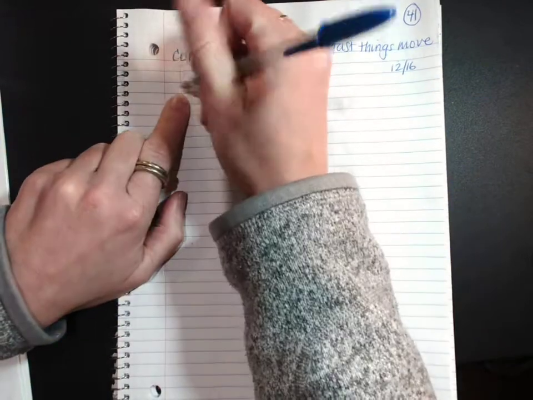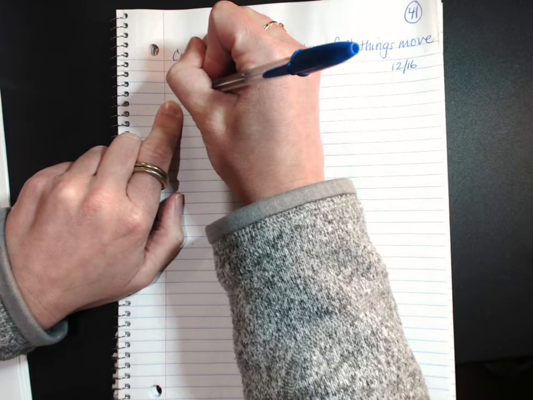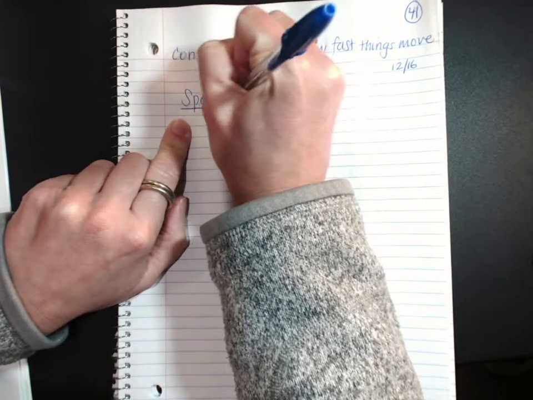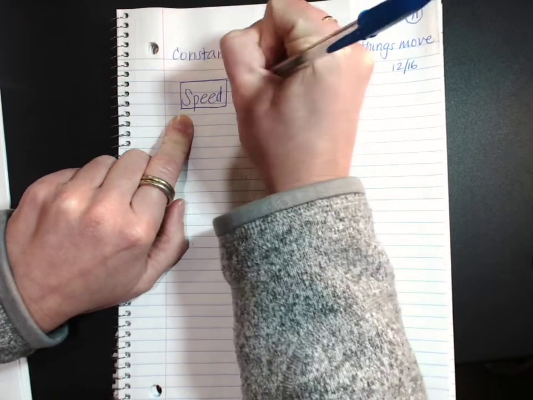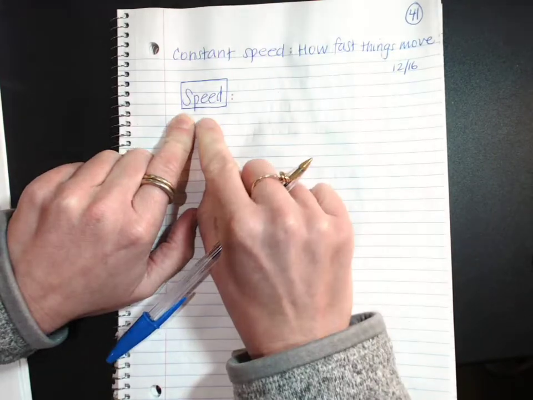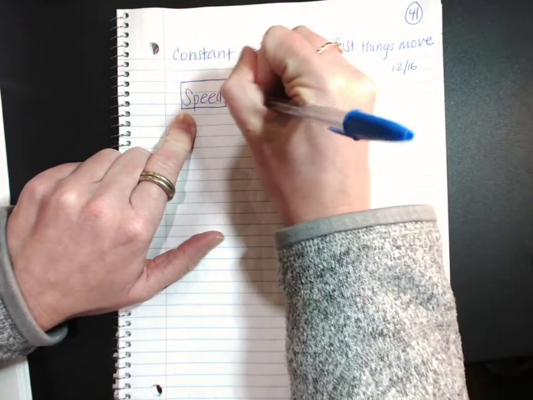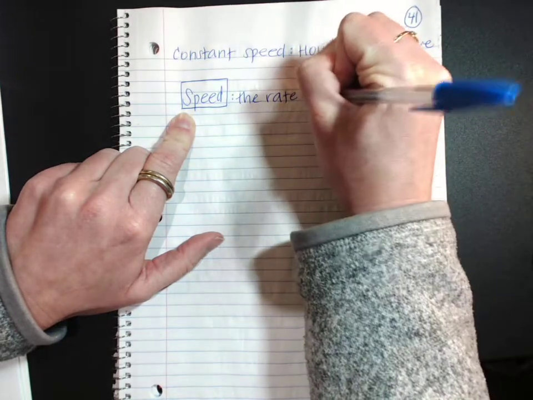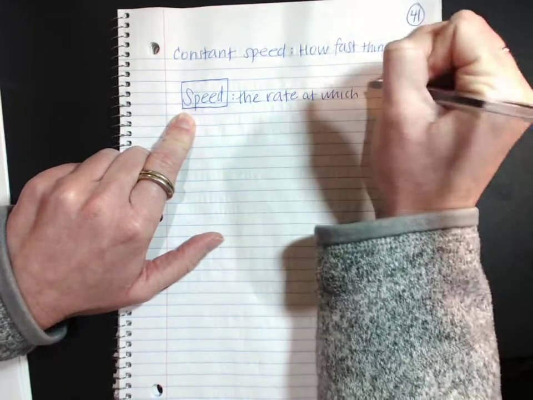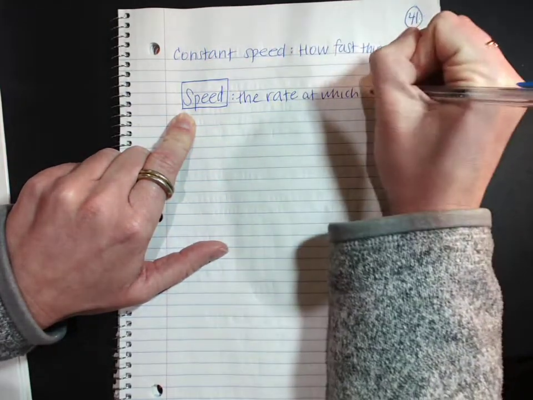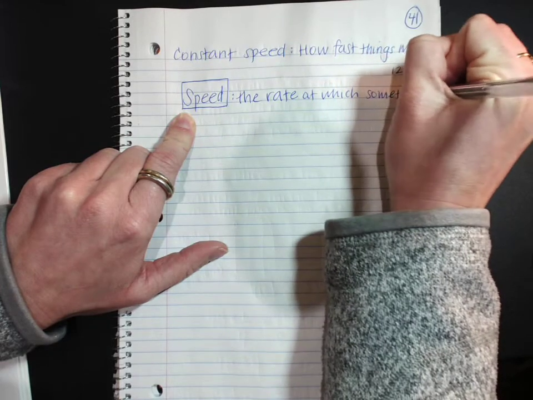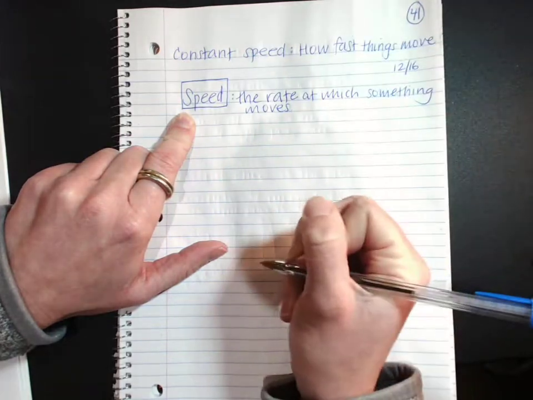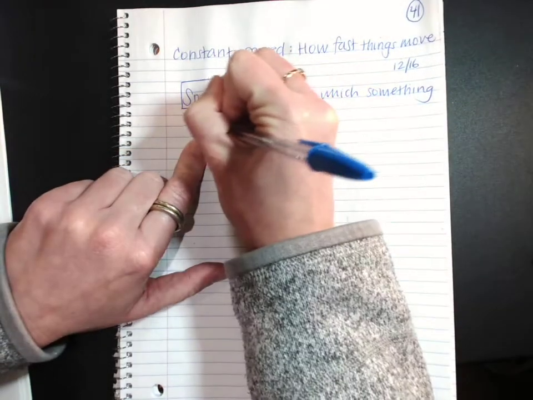First order of business, let's define speed. Speed is the rate at which something moves. Add a bullet.